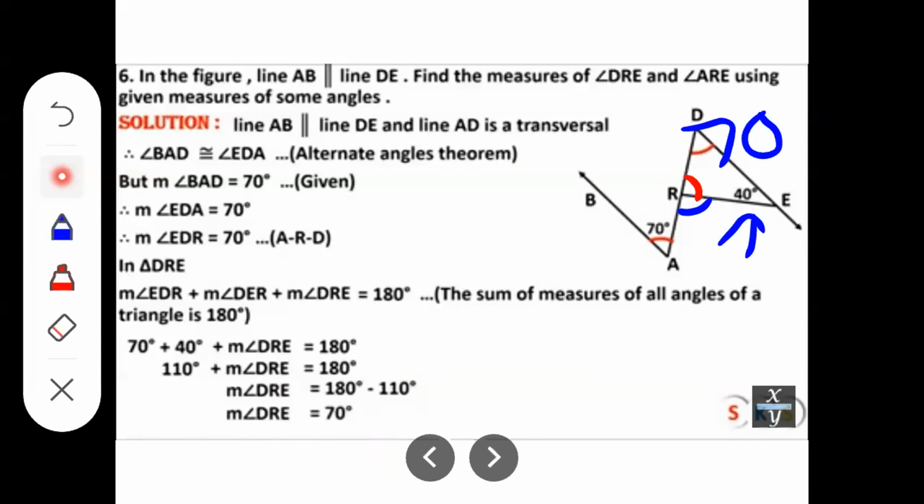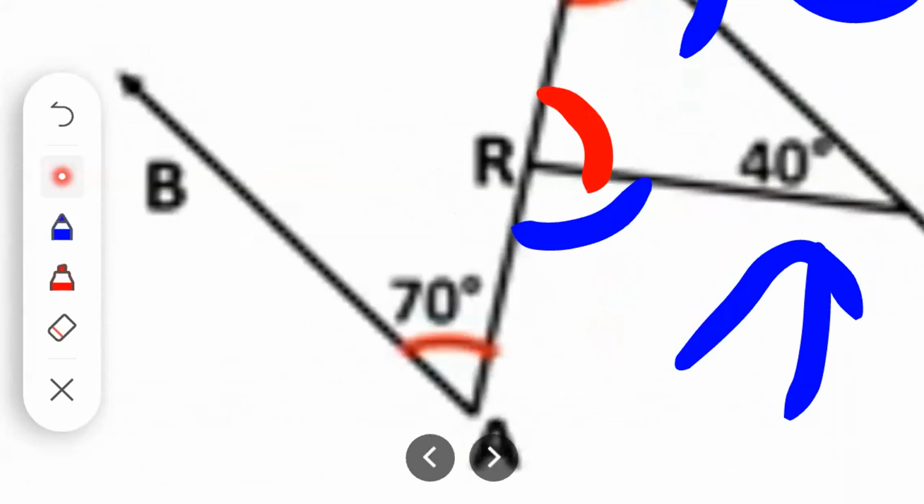Now see here, if R is 70 degree here, we have to find this angle also. Those two angles are angles in linear pair. Those two are angles in linear pair. Okay, so if one is 70, the rest will be 180 minus 70. Okay, 180 minus 70.